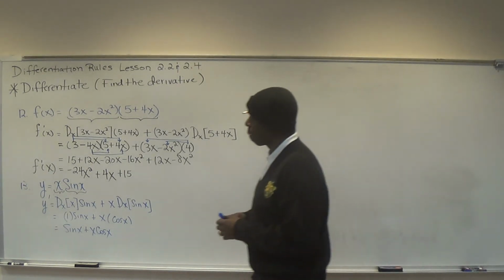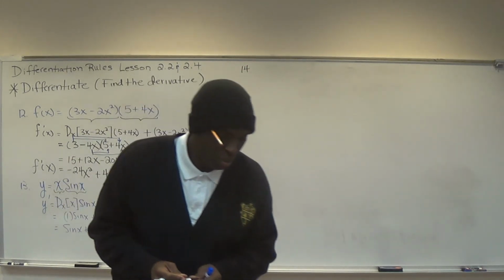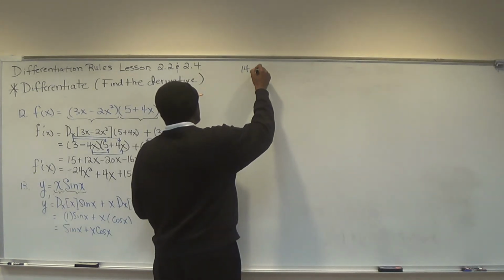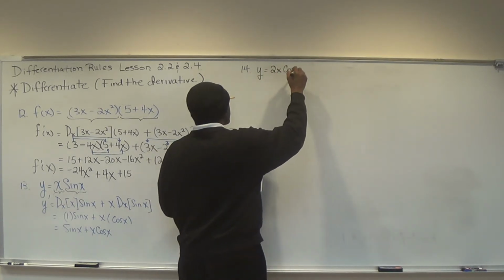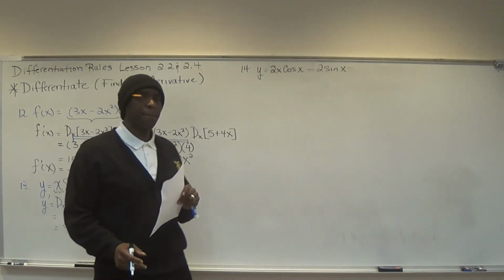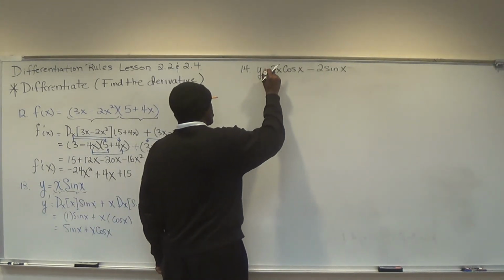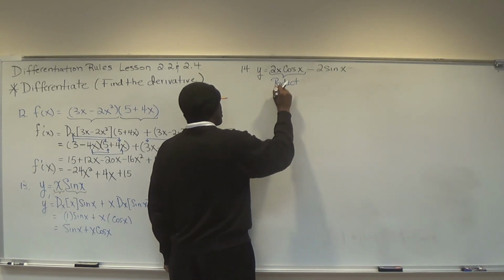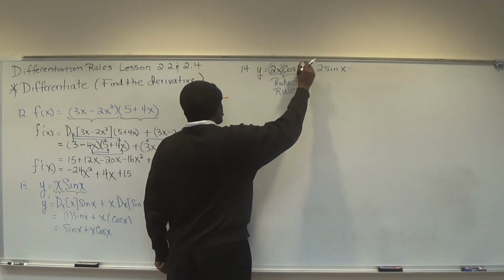All right. 14. Let's look at another example. Let's say y equals 2x cosine x minus 2 sine x. Another example. Let's take a look at it. All right? Here, we have to use the product rule, because we have two factors here. One factor is 2x, and the other factor is cosine x.